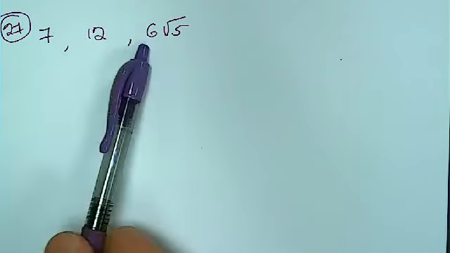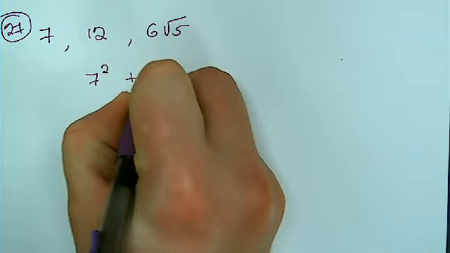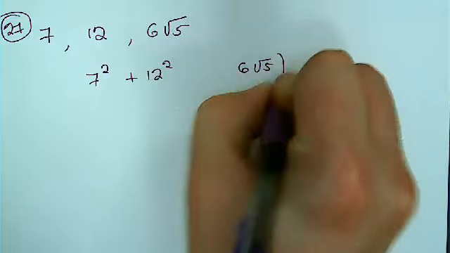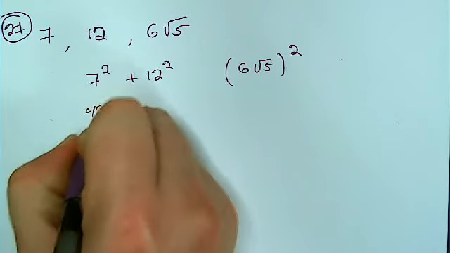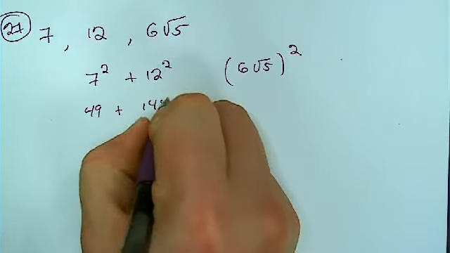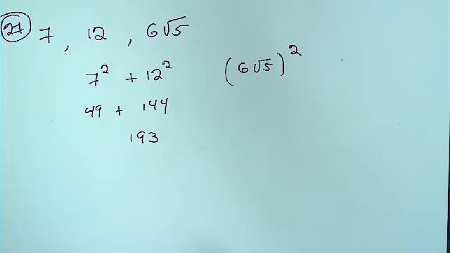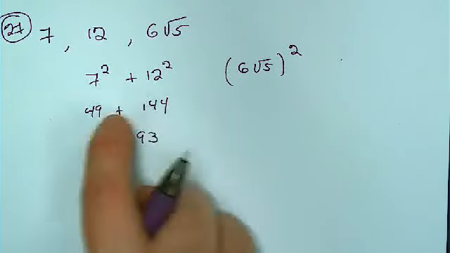So once we know for sure it is a triangle, the check is 7 squared plus 12 squared, and I'm comparing that to 6 root 5 squared. So this is 49 plus 144, which gives me 193. Don't forget to carry the 1 from the 9 plus 4.